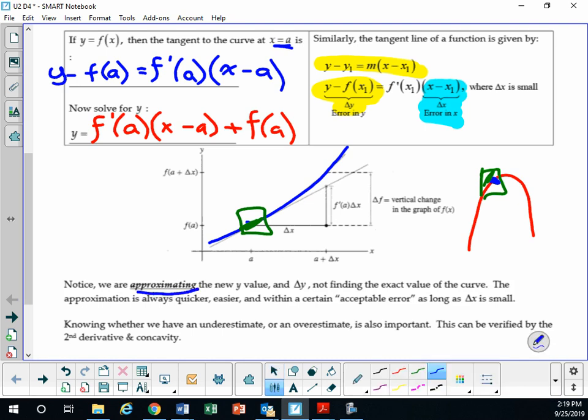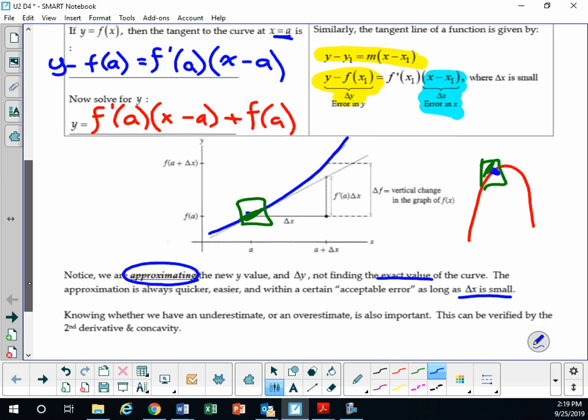So we are approximating the new y value. We're not finding the exact value of the curve. Okay? And as long as your delta x is small, so as long as your a value is close to the x value that you want, then you're okay. So let's talk about what this means.